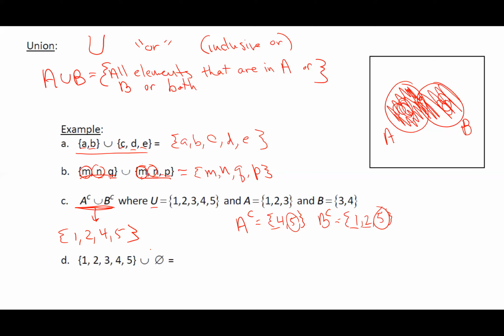Now 1, 2, 3, 4, 5 union with the null set. What? So I take this set and I throw it together in the same box with nothing, and well, I get that same thing. I don't even need to put nothing in there because it's assumed to already be in there.